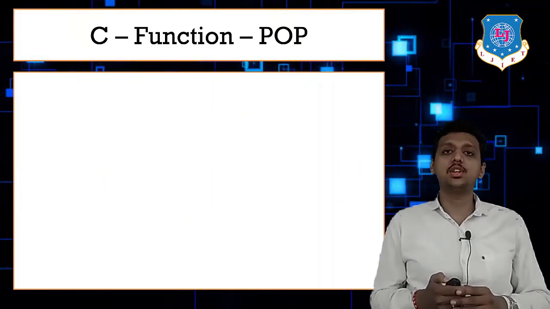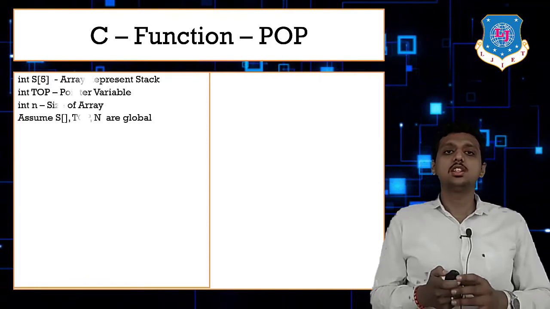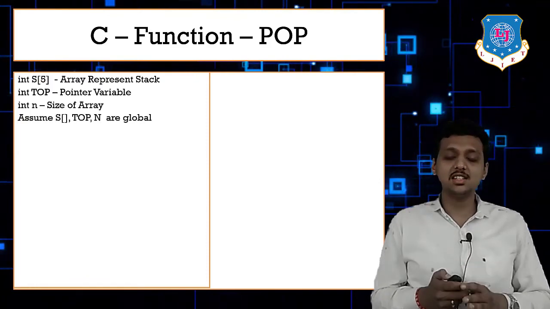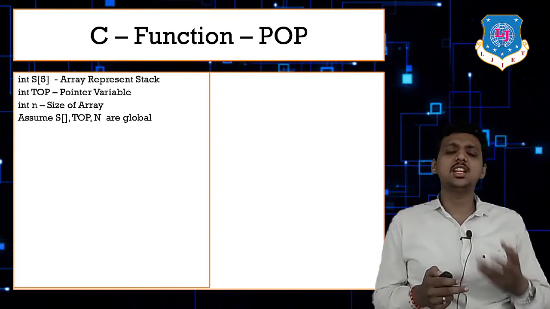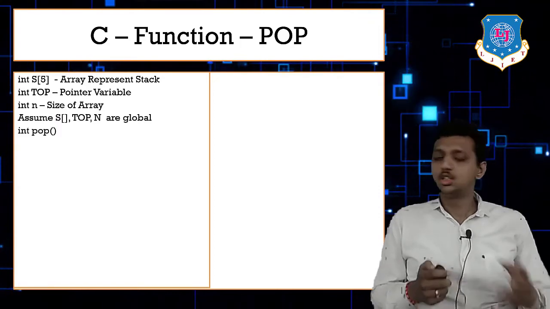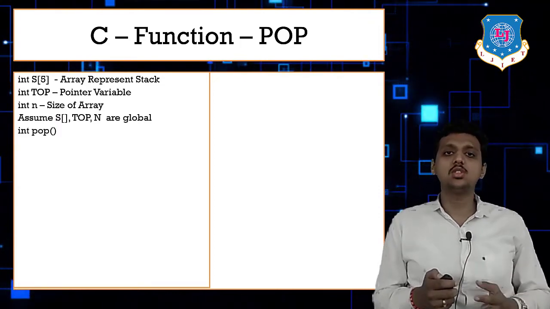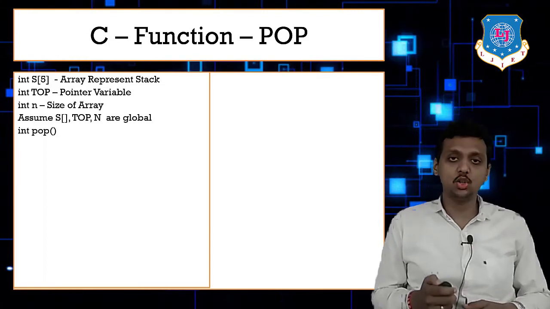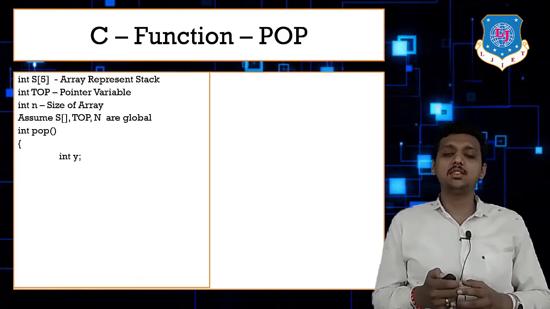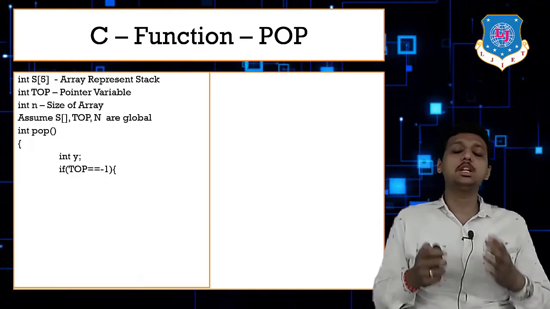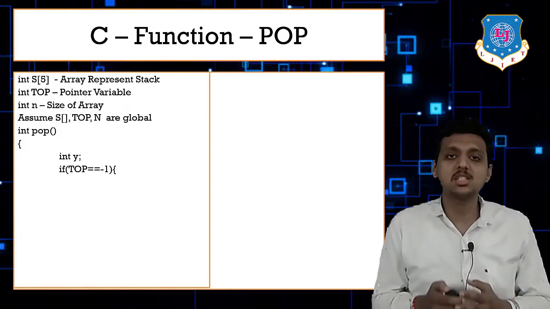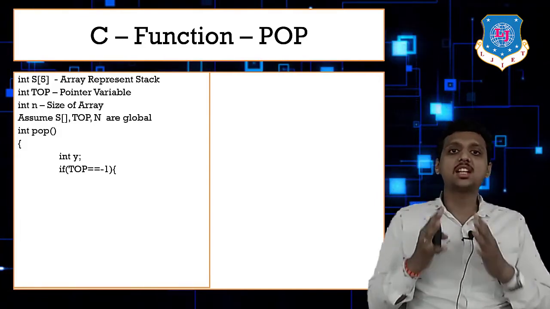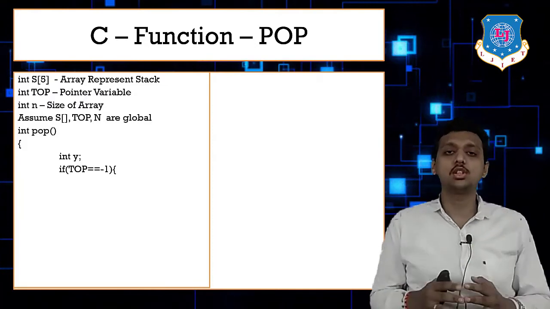Now let's move towards the next point. Next is the C function pop. Students, the pop function is like this. Here I want to return something, that's why it's an integer pop. I do not want to pass any parameter. Whatever values I want to take, I will take inside the function only. First I need to check whether my stack is underflow or not. The condition becomes: if top is equal to -1.